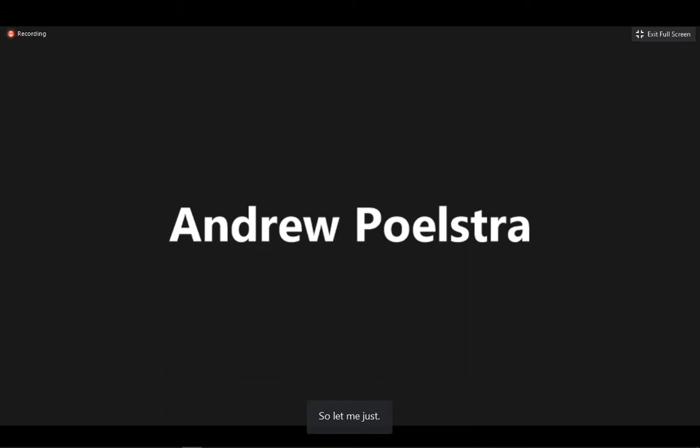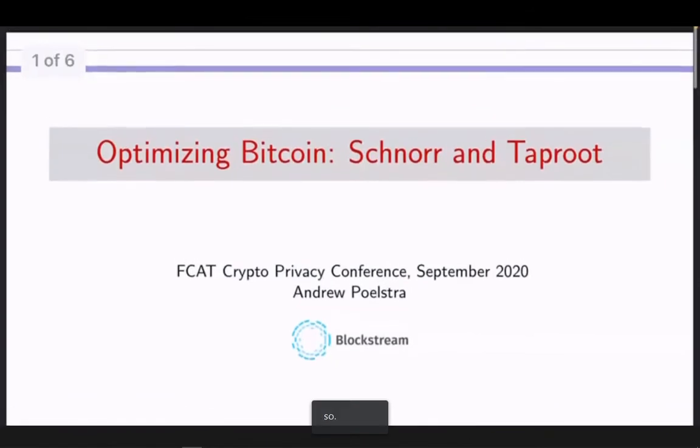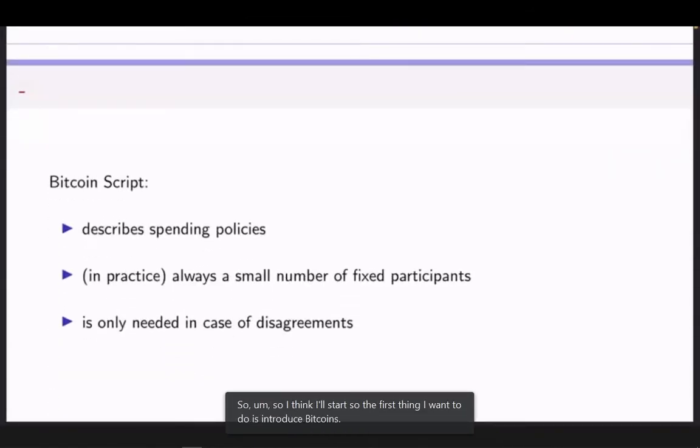So let me just switch over to my screen here. There we go. So I think I'll start. The first thing I'm going to do is introduce Bitcoin script.